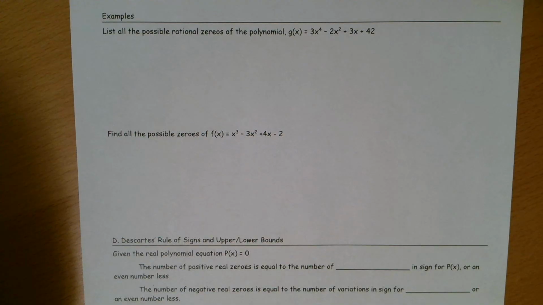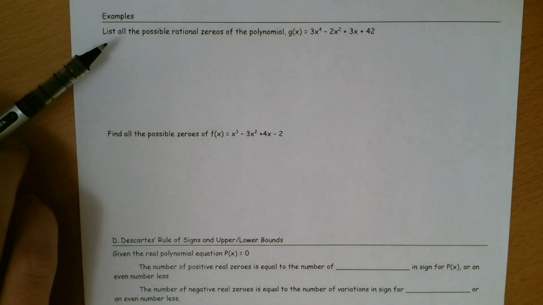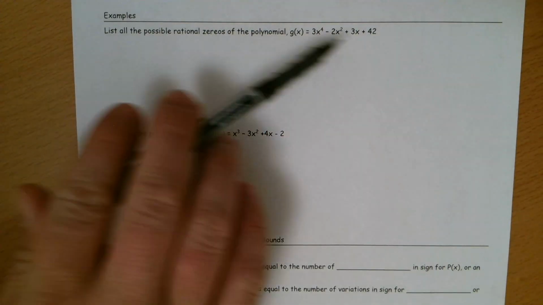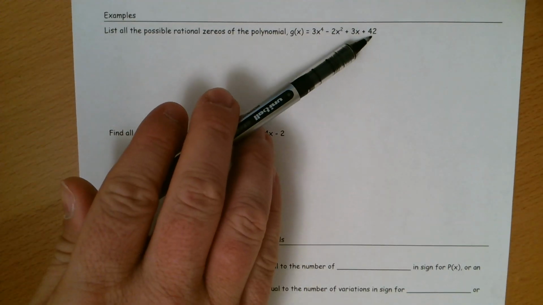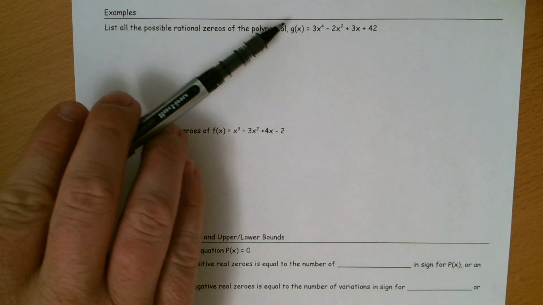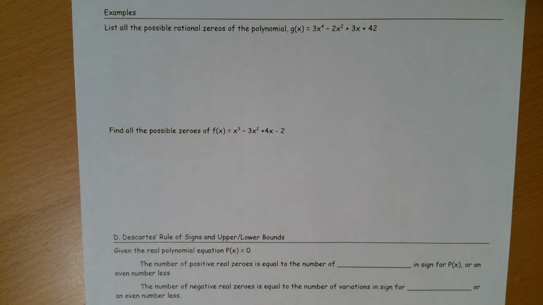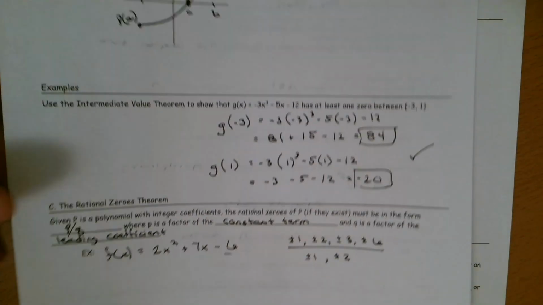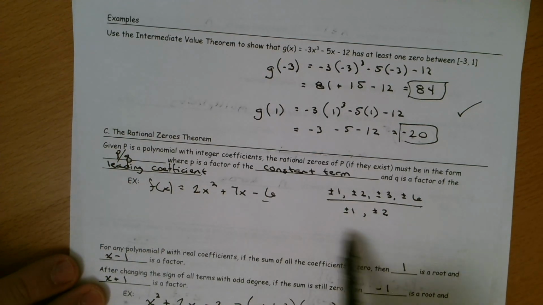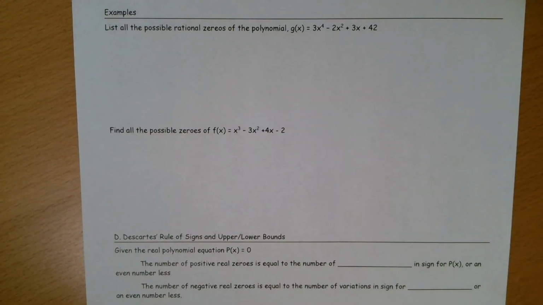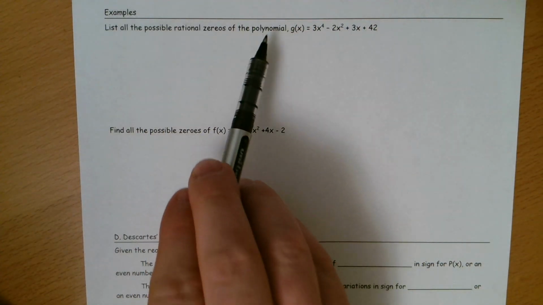Okay, for this next example, I'd like you guys to pause your video and see if you can find the possible rational zeros of this polynomial, noting that 42 is the constant and 3 is the leading coefficient. Very, very similar to what we did right here under the rational root theorem. So pause your video, take a quick moment, and see if you can find all the possible rational zeros for this polynomial.